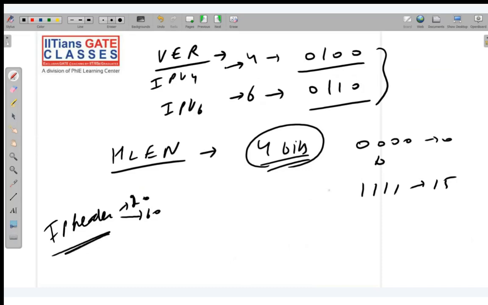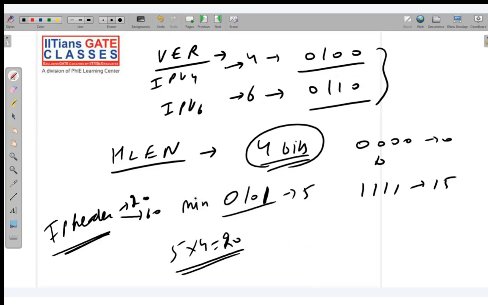So header length minimum should be 0101. That means 5, so you get 5 into 4, that is 20. So the minimum value of HLEN should be 0101, and maximum it can be 4 ones. So 4 ones means 15. So 15 into 4 you will do, that is 60. So our work is over.